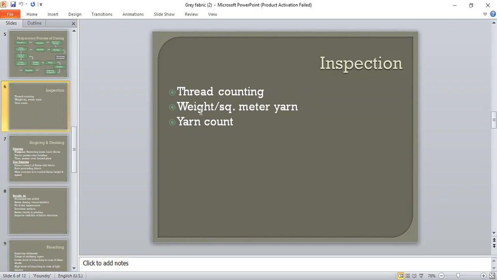Second, weight per square meter. They will check the weight of the fabric, whether it is sufficient for the purpose for which the fabric is required. They will check the weight according to that. Then third is yarn count. In this process, they take some threads and they count them. This is the thread counting and this is the yarn counting.